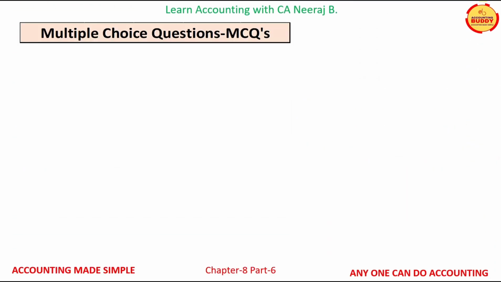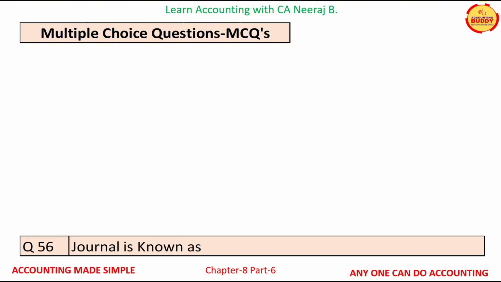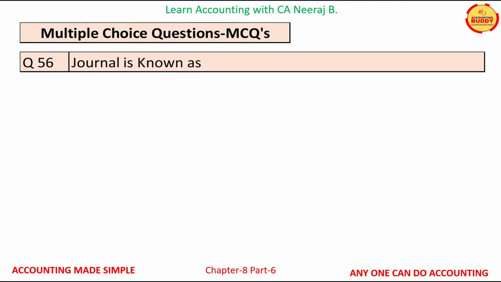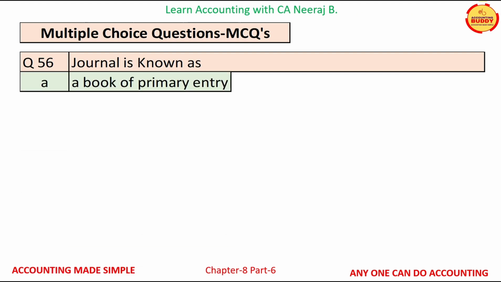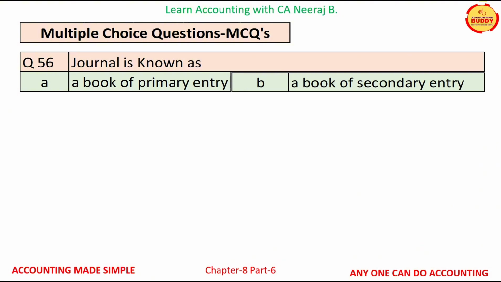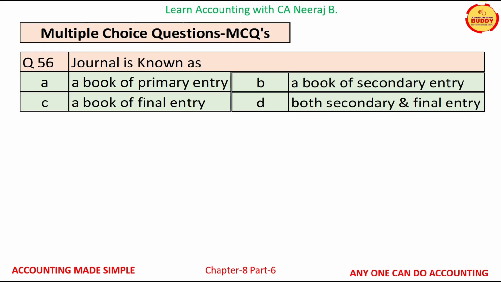In this section, we will try and answer a few multiple choice questions. Question number 56. Journal is known as: option A, a book of primary entry; option B, a book of secondary entry; option C, a book of final entry; and option D, both secondary and final entry. The correct answer is option A, journal is a book of primary entry.